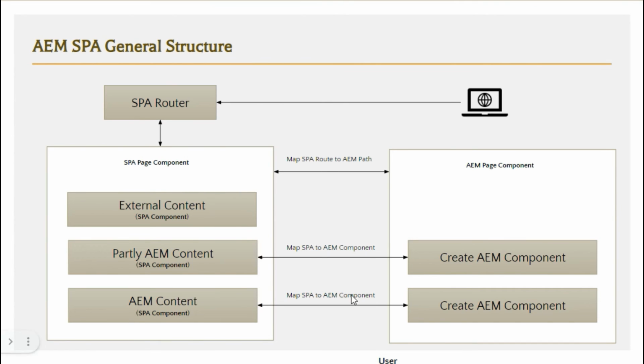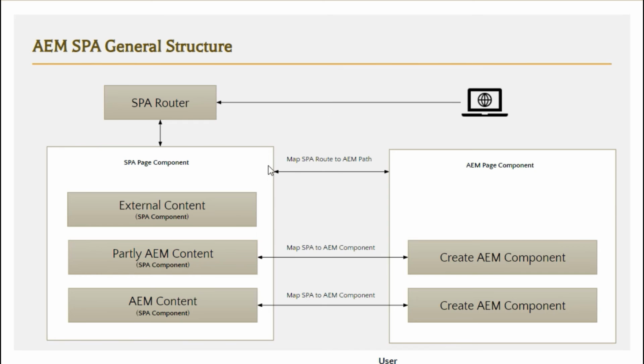This is how it works. These are the single page application components here, and for whichever component is dependent on the AEM, only for those components do you create a mapping. If it is also partly dependent on the AEM component, you will still have to create a mapping, because you need some data from the AEM. But if it is completely independent of other APIs, then you need not create any mapping with the AEM component. You can just leave it like that.